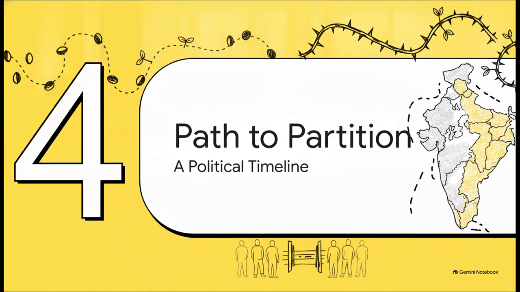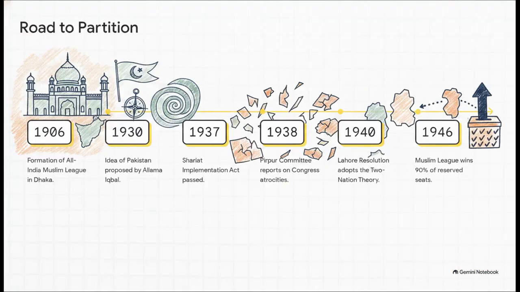Let's dive into our final section, Section 4, the path to partition, where we'll trace the actual political timeline. All right, shifting gears from sociology to the hard historical timeline of how these deep divisions materialized into actual borders. This tracks the exact political fallout, starting way back in 1906, when Nawab Khwaja Salimullah formed the Muslim League at the Ishrat Manzil Palace in Dhaka.